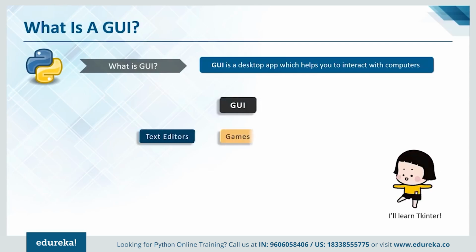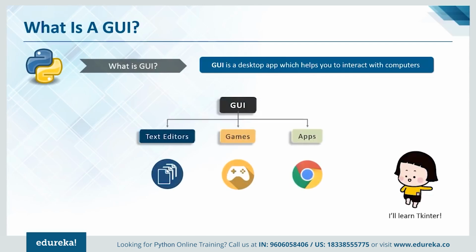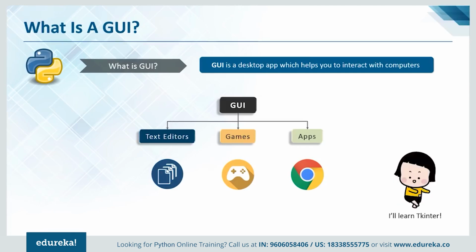So GUI apps like text editors can be used to create, read, update, and delete different types of files as well. GUI apps like Sudoku, Chess, Solitaire are the games which you can play, right? And apps like Chrome, Firefox, Microsoft Edge, etc. are used to surf the internet as well. So there are some different types of GUI apps that we daily use on the laptops and the desktops, guys. So we're going to learn how to create those types of apps as well.